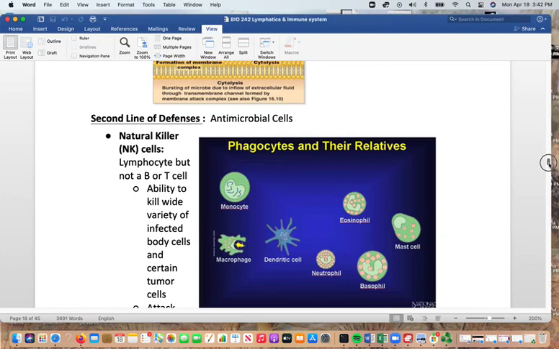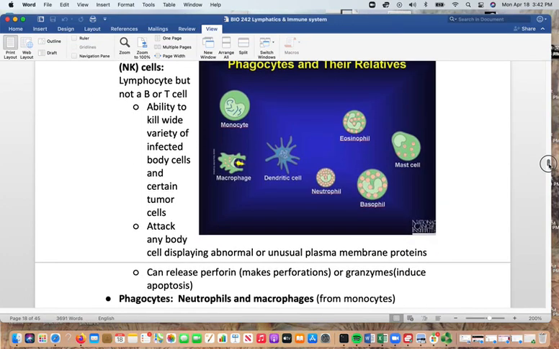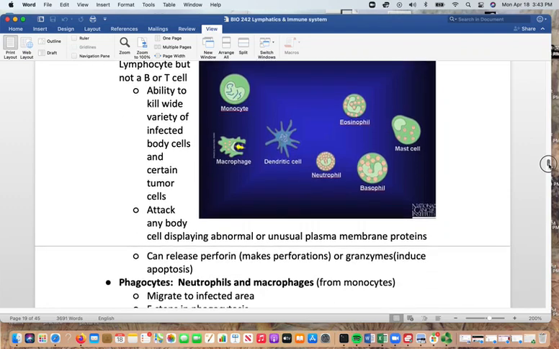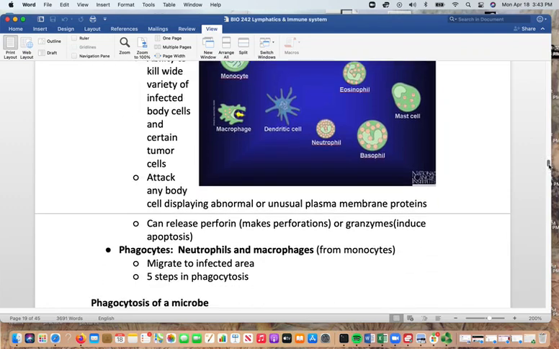So the second line of defense involves antimicrobial cells like your natural killer cells. They're a lymphocyte, but not a B or T lymphocyte. These are able to kill a wide variety of infected body cells, which makes them very useful because they can kill certain tumor cells. They can attack cells displaying any abnormal or unusual plasma membrane proteins. So they can release perforin that's going to make perforations, and granzyme, which will help to induce apoptosis.